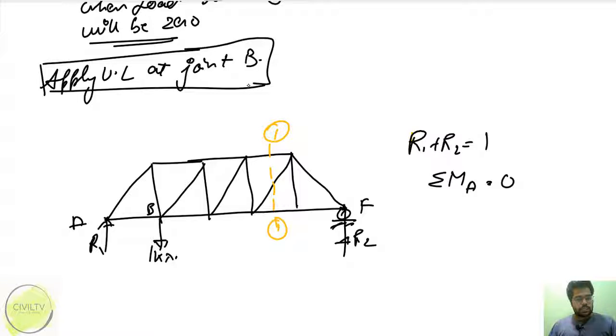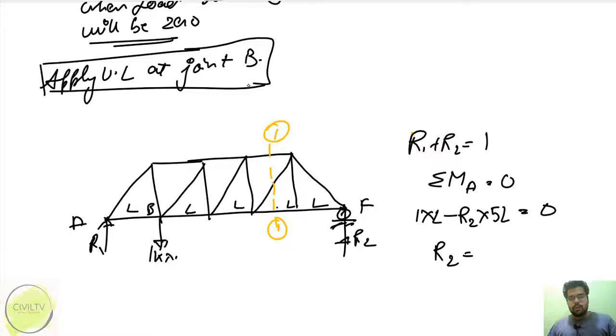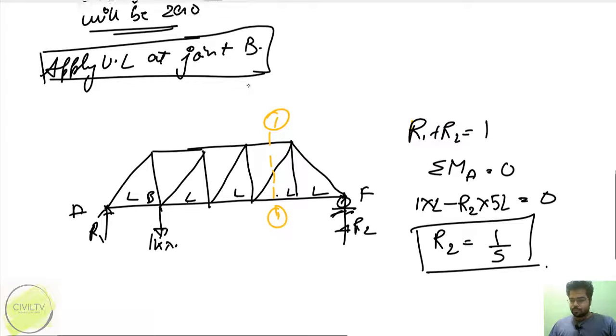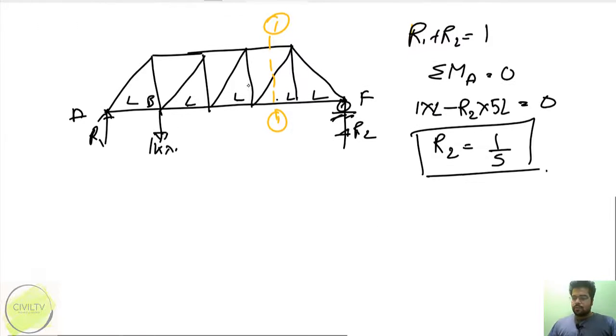सो A विल बी, दिस इज L, each span member length is L, ठीक है. सो इट विल बी 1 into L clockwise, 1 into L, ठीक है. एंड दिस इज एंटी क्लॉकवाइज R2 into 1 2 3 4 5, ठीक है, माइनस R2 into 5L equals to 0. So what will be R2? R2 will be 1 by 5, ठीक है. R2 will be 1 by 5.